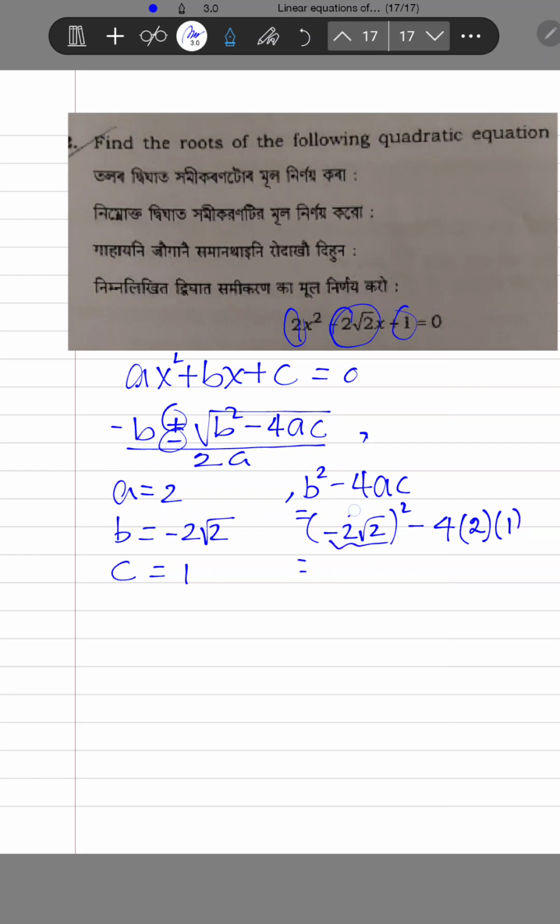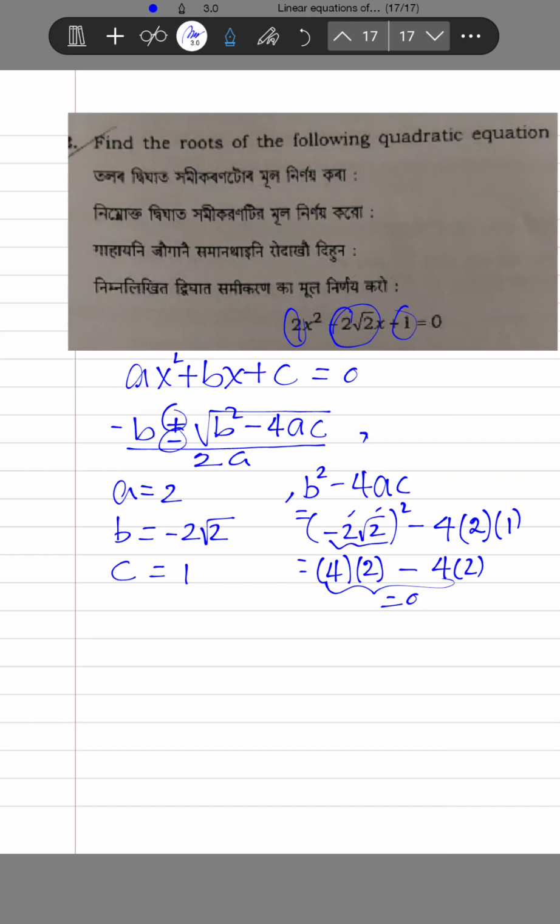b squared minus 4ac is equal to minus 2 root 2 squared minus 4 times 2 times 1. In this part, we can square the two numbers individually. Minus 2 squared is just 4, and root 2 squared is just 2, minus 4 times 2. So here it is 0. So now we know that this equation is going to have two identical real roots, or simply one root.